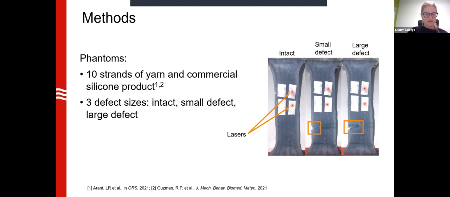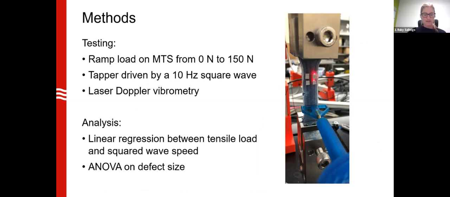And three defect sizes were created: intact phantoms, small defects, and large defects. The tapper used to induce the wave was placed at the bottom of the phantom, and laser measurement points and defect locations are shown in orange on the phantoms. The phantoms were placed in a uniaxial tensile testing machine, and a ramp load was applied, increasing from 0 to 150 newtons at 20 newtons per second.